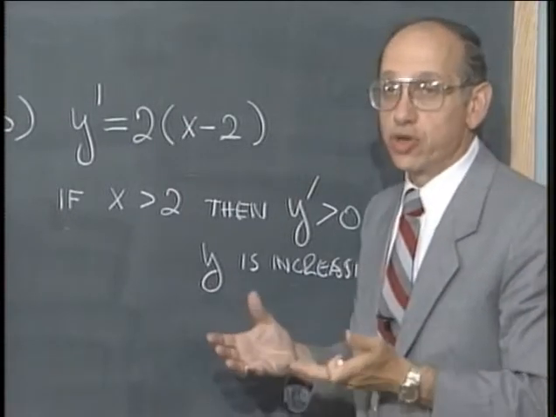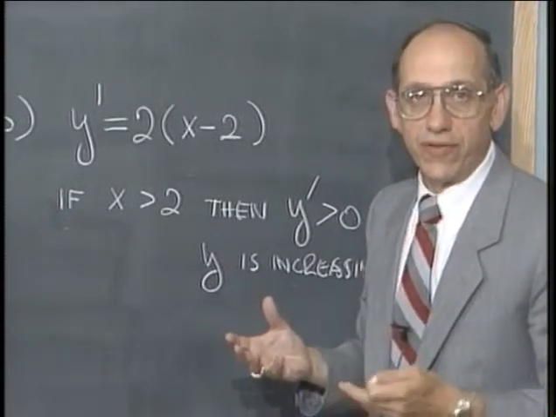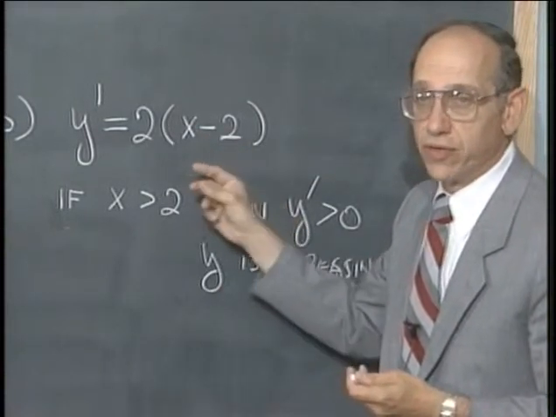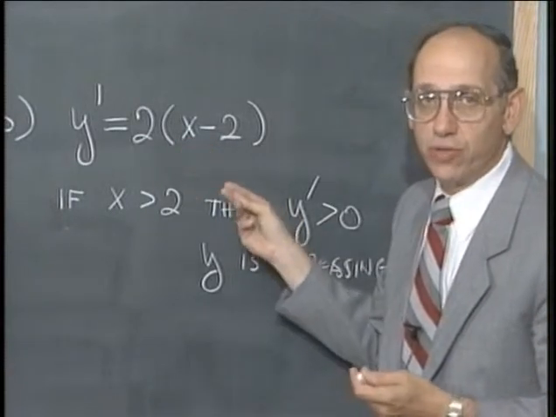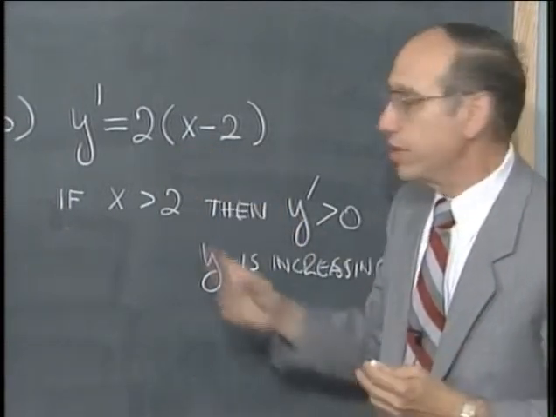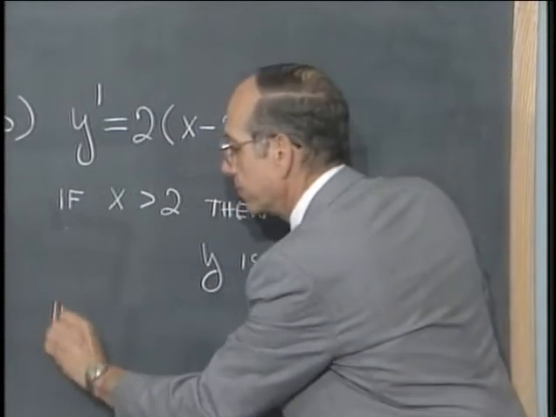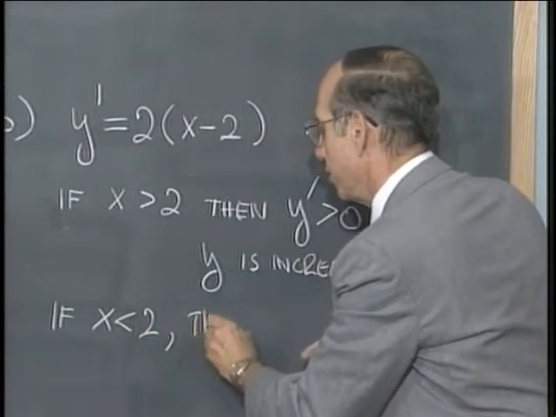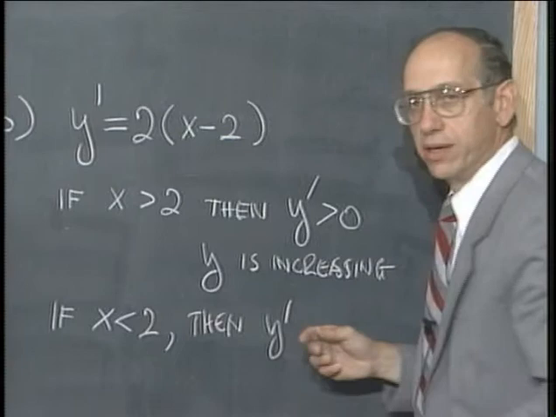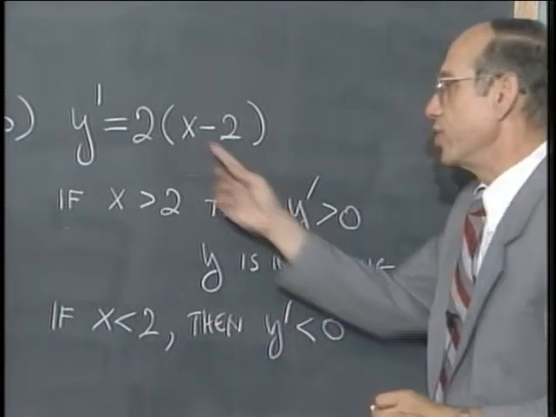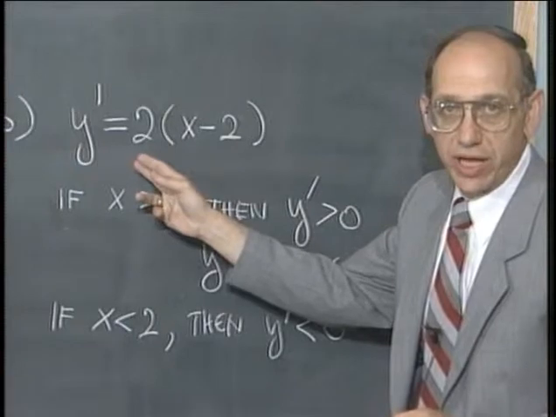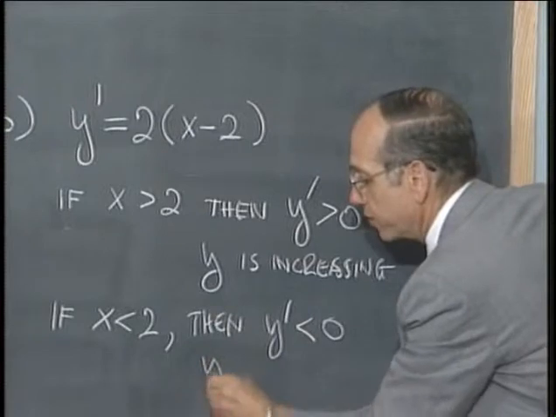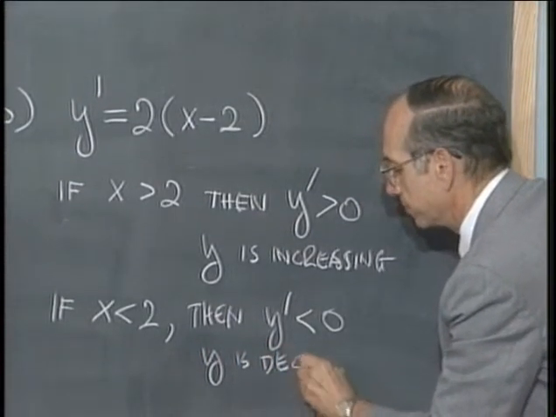On the other hand, x could be less than 2. Well, if x is less than 2, then x minus 2 is going to be negative. Is that right? If you take a number that's less than 2 and subtract 2 from it, the result is going to be negative. So if x is less than 2, then y prime is going to be negative. Why? Because x minus 2 is negative, and 2 times a negative number is still negative. So if x is less than 2, y prime is negative, and y is decreasing.